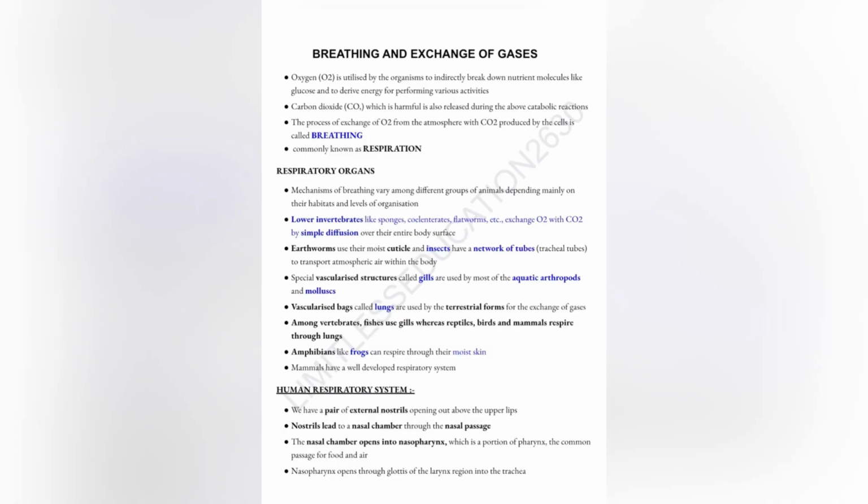Let's begin this. Oxygen is utilized by the organism indirectly to break down nutrient molecules like glucose and to derive energy for performing various activities. Carbon dioxide, which is harmful, is also released during the above catabolic reactions. The process of exchange of oxygen from the atmosphere with CO2 produced by the cells is called breathing, which is commonly known as respiration.